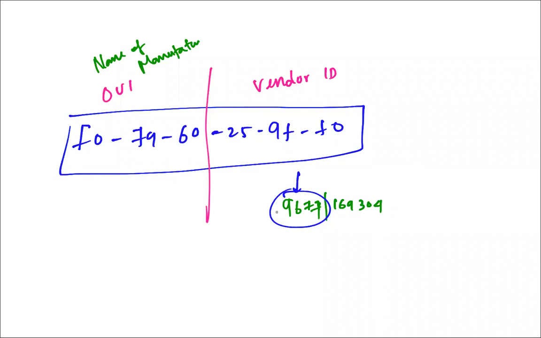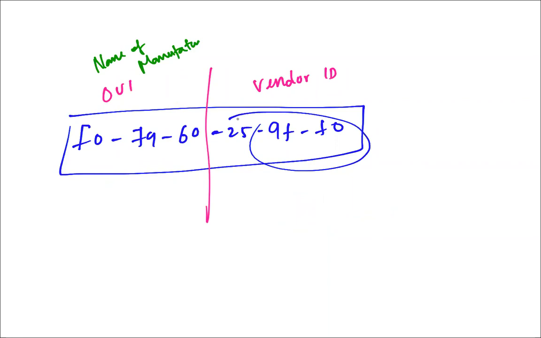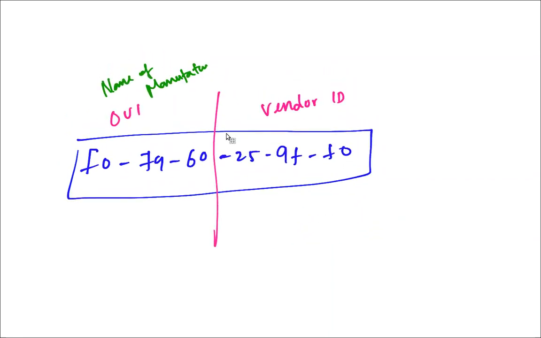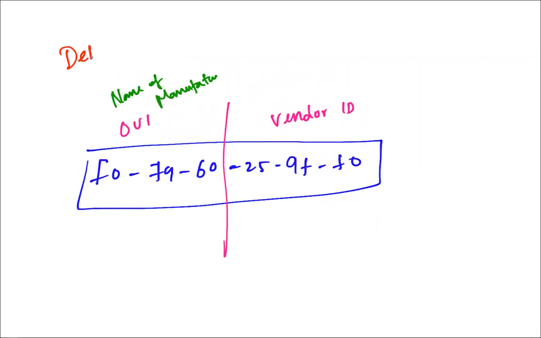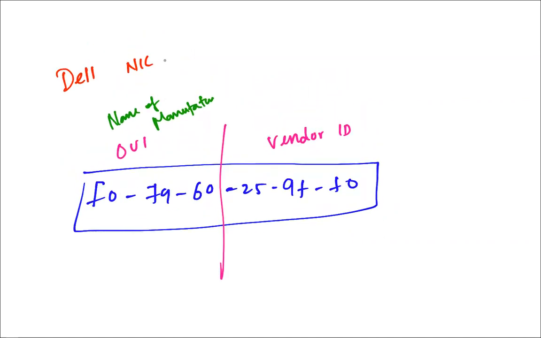Similar example here. Here we have this part, and here we have this part. This is from the manufacturer, the name of the manufacturer, and this is basically the vendor ID. Now, for example, take a company called Dell. Dell is manufacturing an IC. When you want to manufacture an IC, you want to give an ID to it. What is that ID? It is nothing but the MAC address.